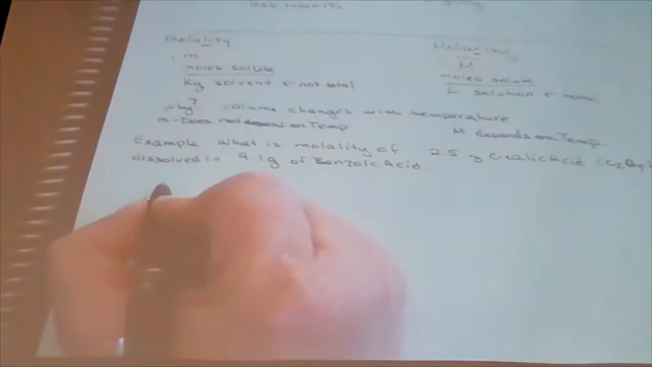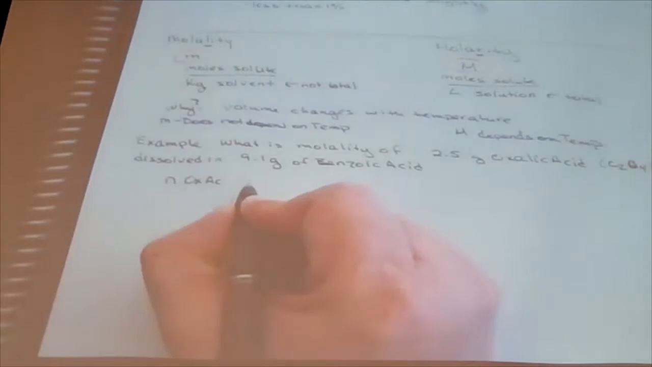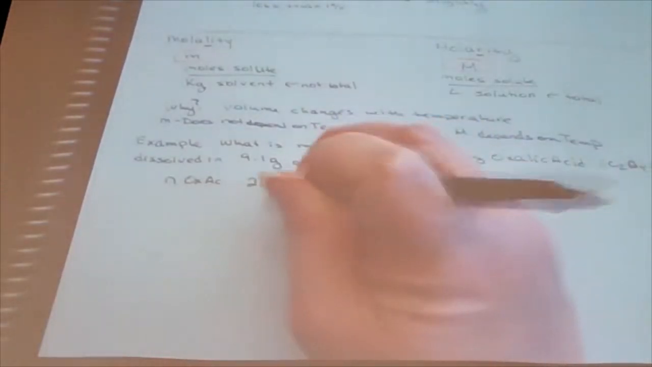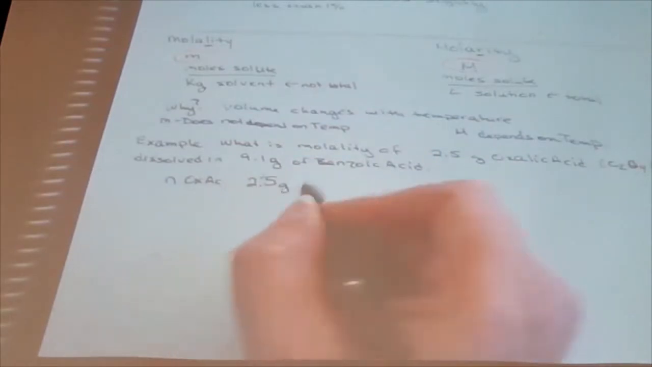Okay, so in order to find molality, we need moles of the solute. Which one is the solute? The oxalic acid or the benzoic acid? The oxalic acid, the smaller amount, and plus we said it was dissolved in. So moles of oxalic acid, and that's going to be our 2.5 grams.